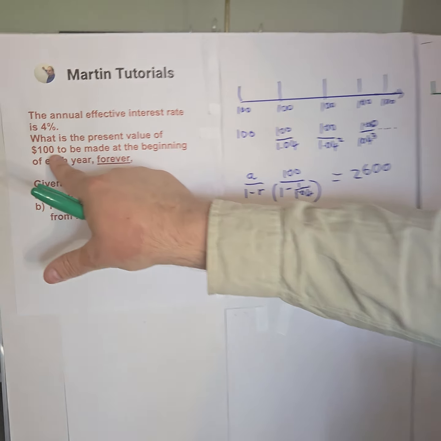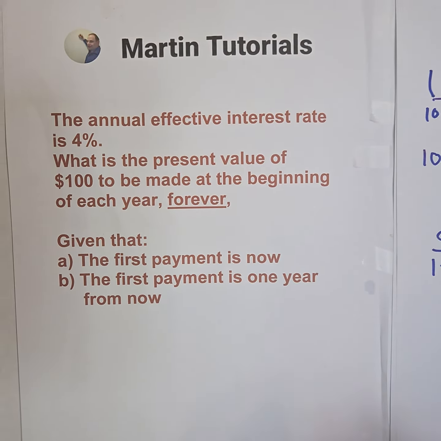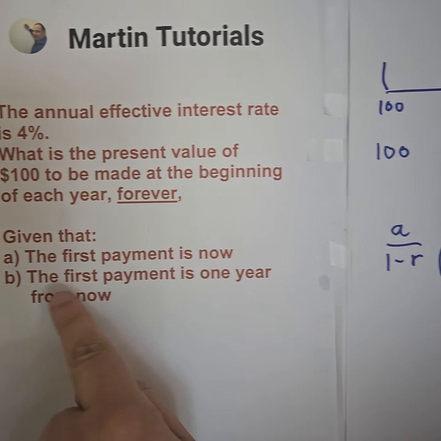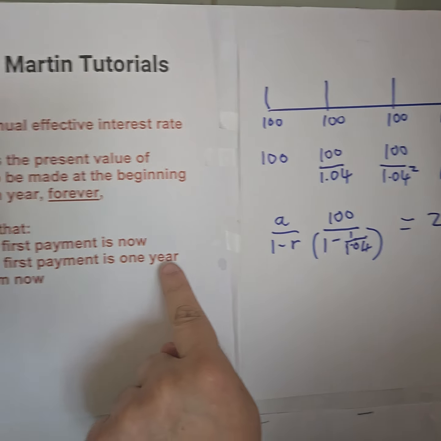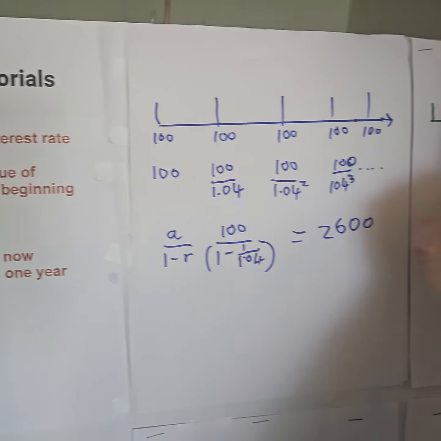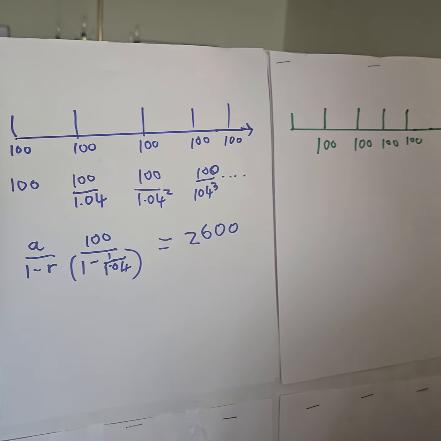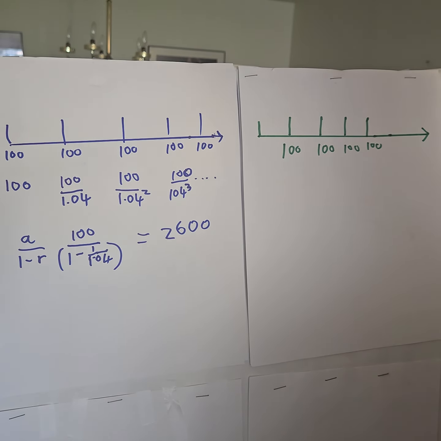Remember this one with $100 each year. In part A, the first payment is now. In part B, the first payment is 1 year from now. Do you see the difference between the two diagrams? This does not include the $100 now.